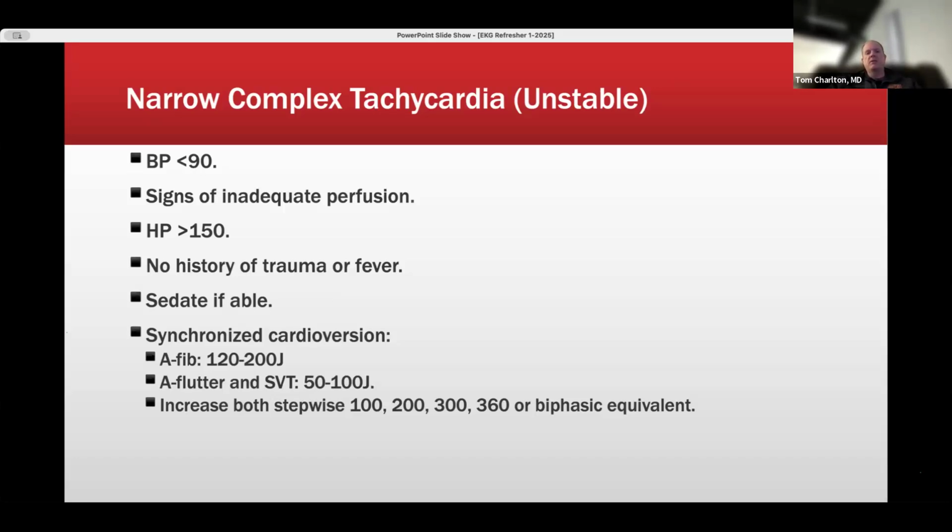If, however, they don't have this history of trauma or fever, again, sedate them if we're able to, and then cardiovert them. In some situations, that cardioversion is going to be as low as 50 joules, all the way up to the maximum amount per your manufacturer's energy guidelines.